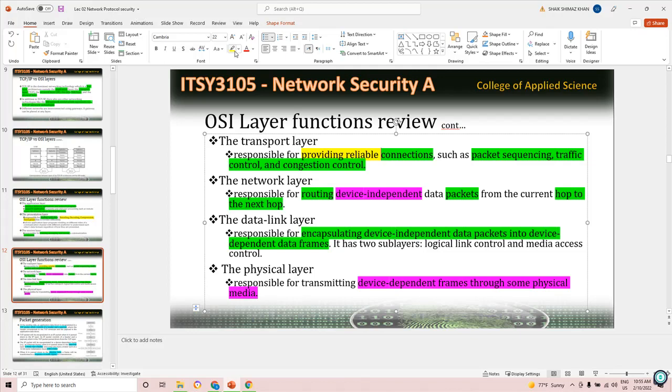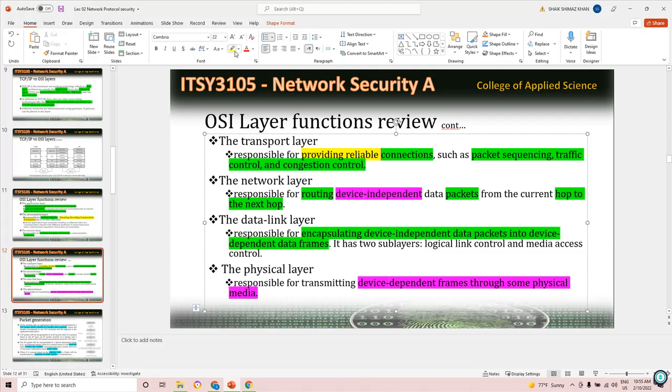Okay, so hop to hop means, please understand, from one network to another network, from one router to another router. The main job of the network layer is routing. That's all. Routing the packets in a device independent manner, from one router to another router, from one network to another network.